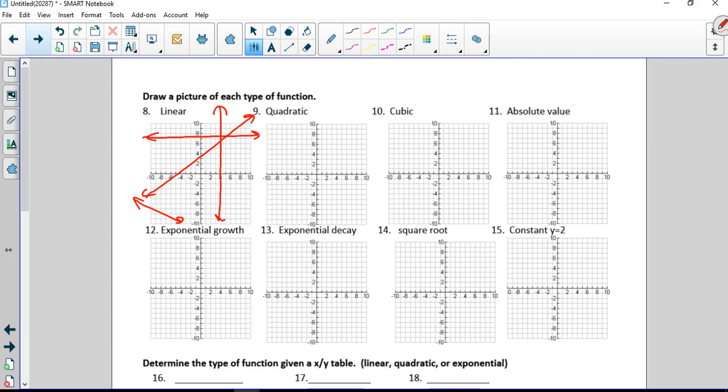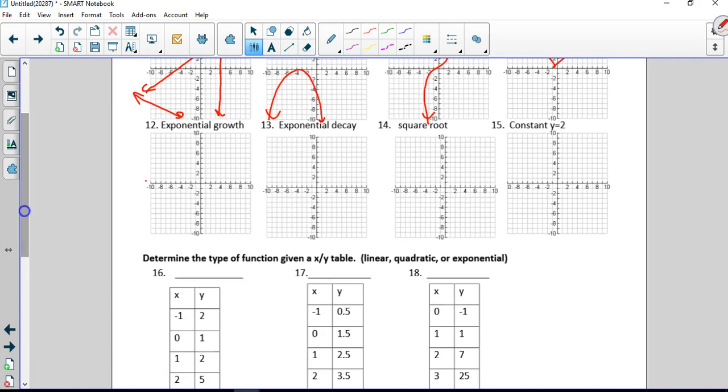A quadratic, have some fun with it. It could be positive, it could be negative. Cubic is our snake. Absolute value is our V.